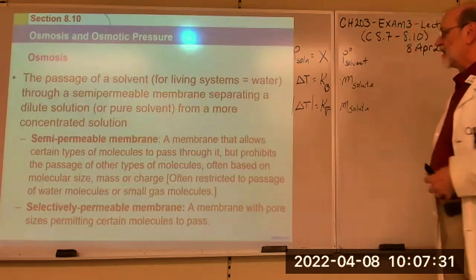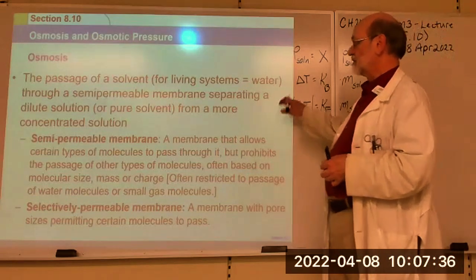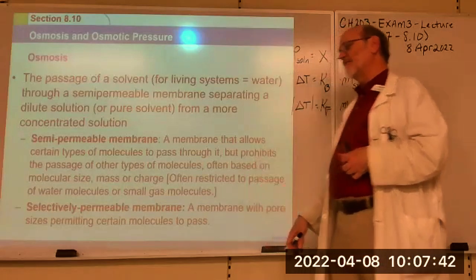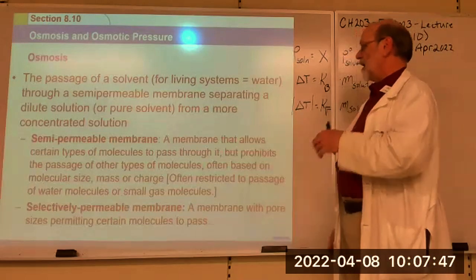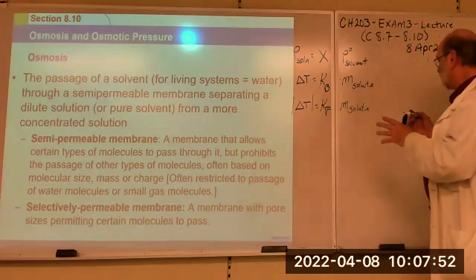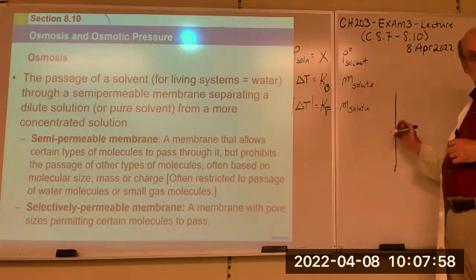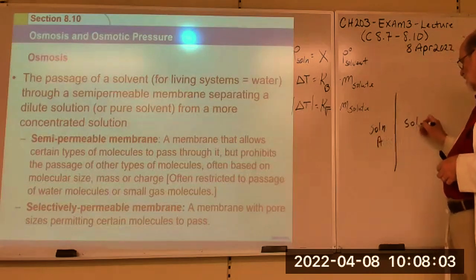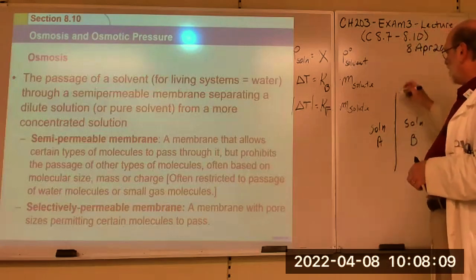Okay, so what is osmosis? Osmosis is particular to living systems. Actually, it can go further abroad. It can be non-living systems too. But to describe osmosis, you need a membrane, some kind of membrane between two solutions. So I have solution A on this side and solution B on this side. Okay? Depending on what type of membrane you have.